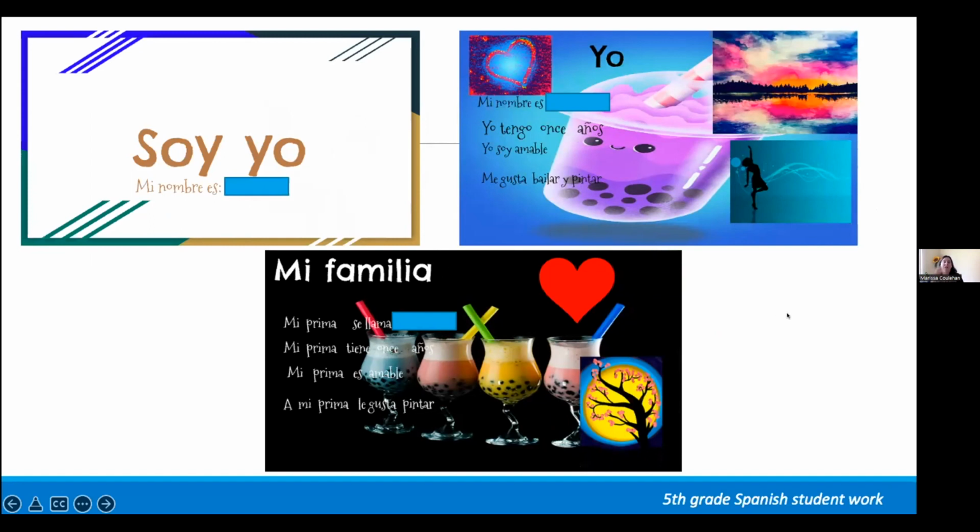She described herself, she added pictures, she added animation, and then she described her cousin here. This was her family slide, and her cousin's name is this, her cousin is 11, her cousin is really friendly, and she likes to paint and do art. So this was one of my students' summative performance tasks.